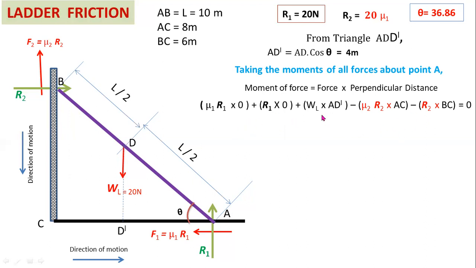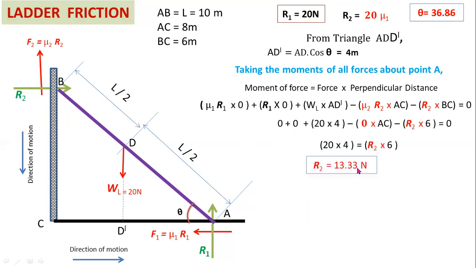Now for clockwise direction, you have to consider negative sign. For anti-clockwise direction, you have to consider positive sign. From this equation, you have to substitute all values in this equation. We can get the value of reaction force R2. R2 equal to 13.33 newtons.